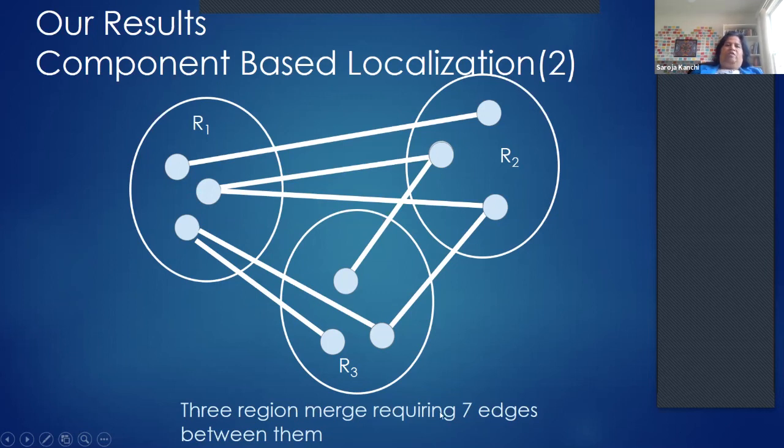We found a 3-region merge, which requires 7 edges with some specific conditions. So you can see the 7 edges in here. And if these edge conditions are obeyed, then we say that the R1 union R2 union R3 becomes globally rigid. And that theorem was proved.